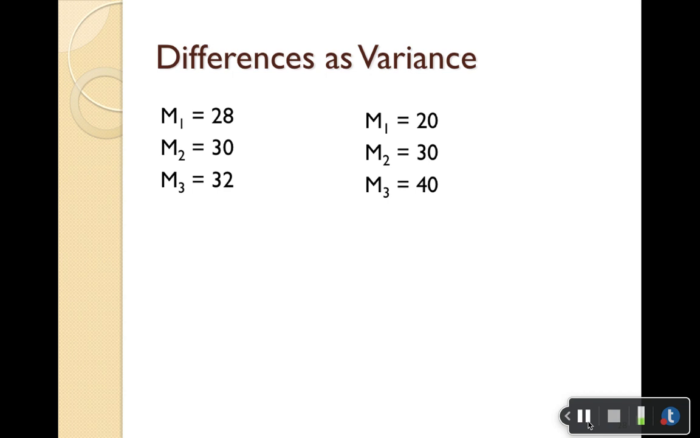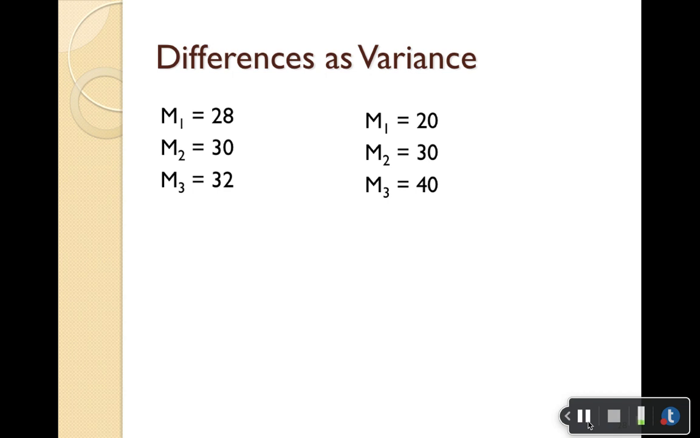So here we have a smaller subset of this. You can see we have a couple means here. We have 28, 30, and 32, which would give us an average of 30. And then we have 20, 30, and 40, which would also give us an average of 30. However, these sets are telling different stories because the one on the right has greater variability or greater variance. So this is what we're going to use when we're calculating our analysis of variance.